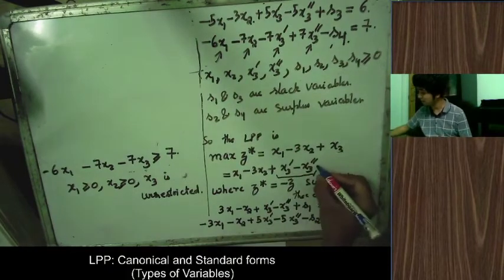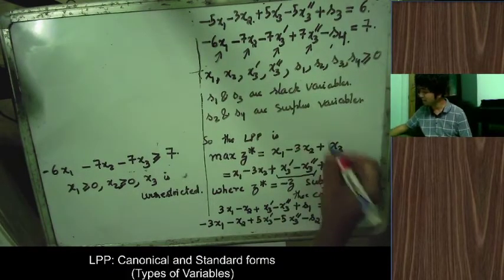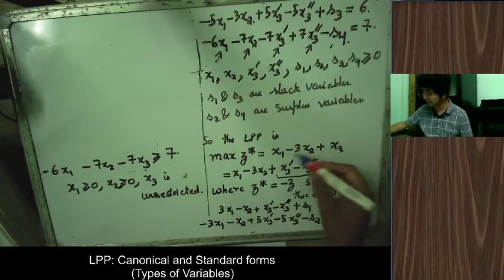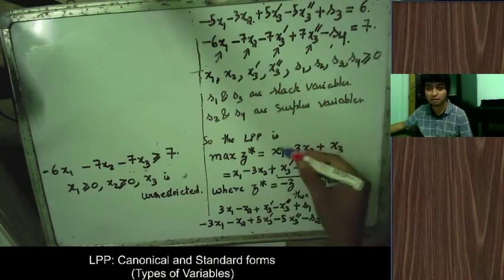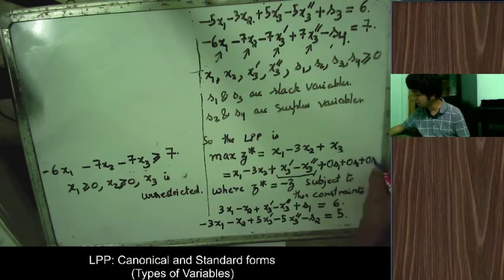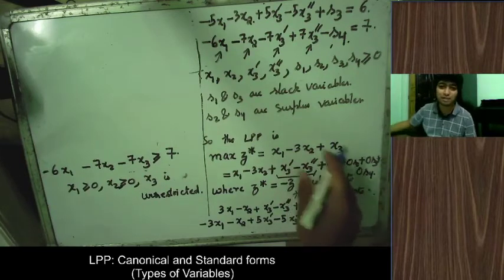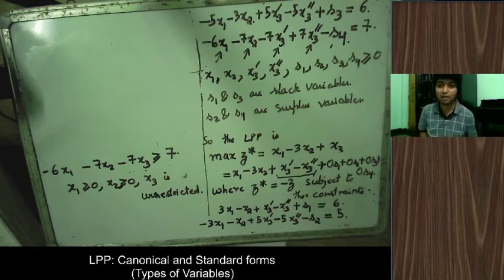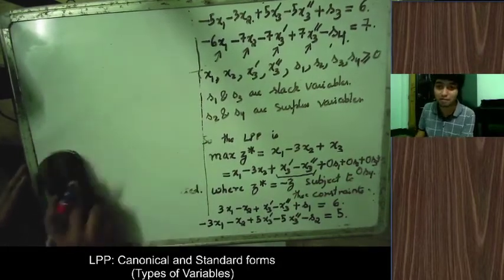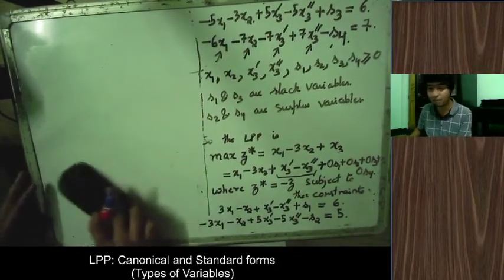We can do that. So s1 is not present in this original objective function, but we can do that. We can just write 0s1 plus 0s2 plus 0s3 plus 0s4. So this is how we do it. I hope it is clear. So this is a very easy question. If you have to convert something into a standard form, it's very easy.